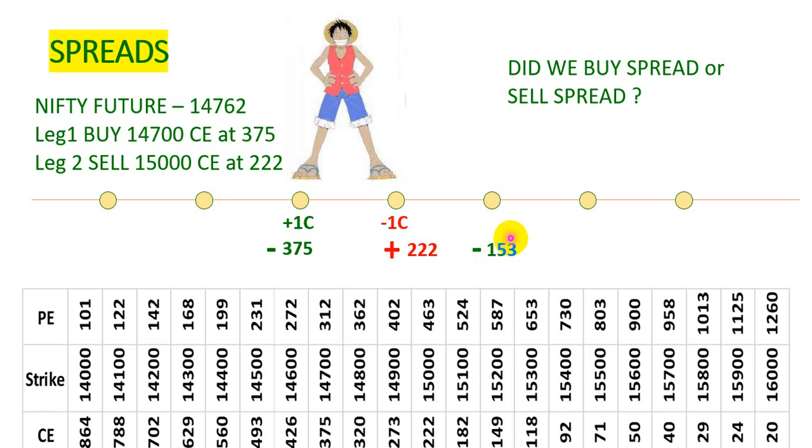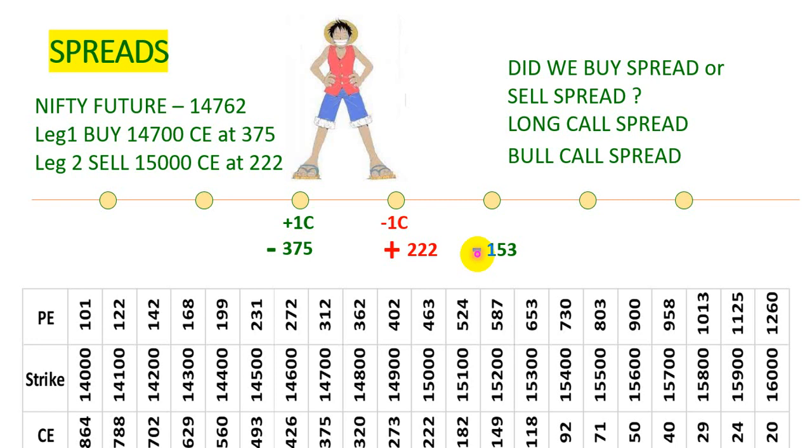So net, it is a net debit transaction. Okay. Minus sign. That means you spent something. When you spend something, what you would have done? You would have bought. So this is a long call spread. It is a bull call spread. That means you have purchased the spread. You have done a buy transaction because you have a minus sign. As a result of doing all these, you have a minus sign.